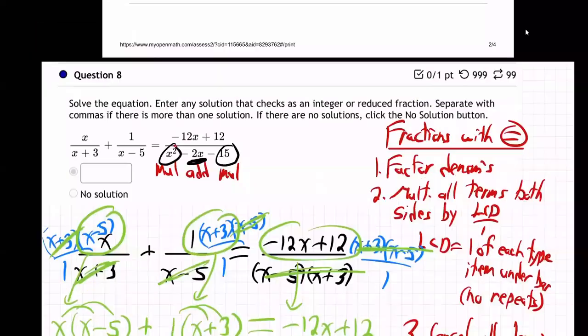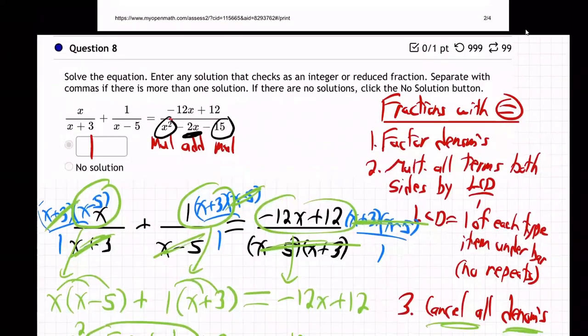Let's go back up here. And so it's 1 and minus 9. 2, you choose this option right here. 2 answers, 1 and minus 9. And you could put them in either order. You could put the minus 9 first and then the 1. It doesn't matter. Just separate them with a comma. It says separate with commas if there's more than one solution. So 1 and minus 9.